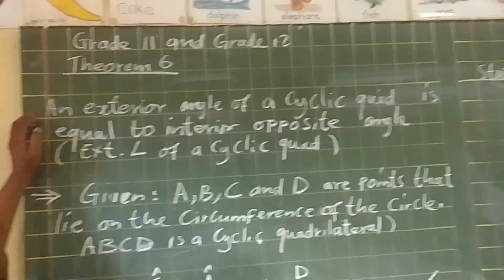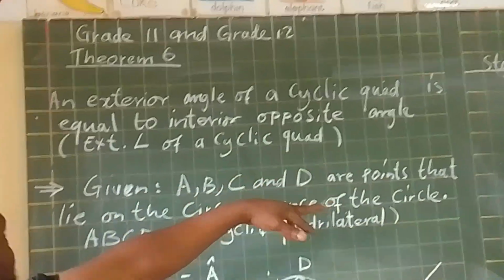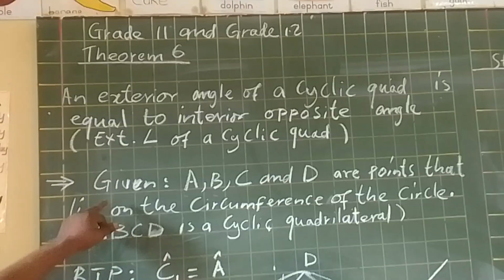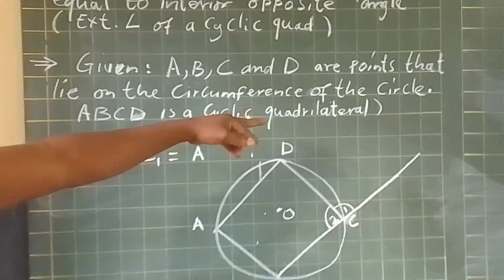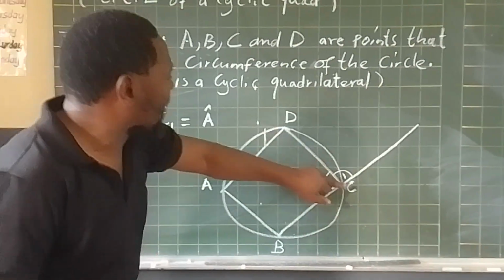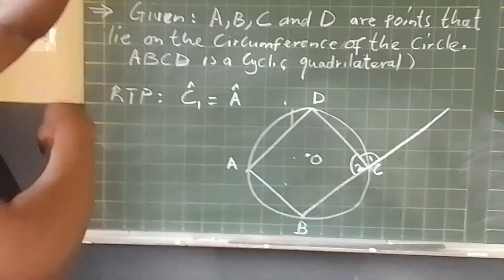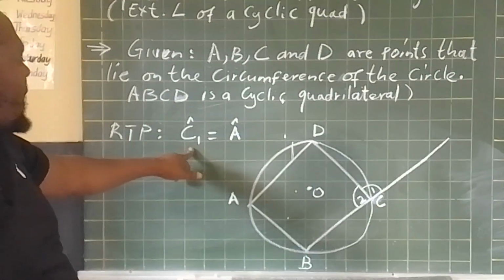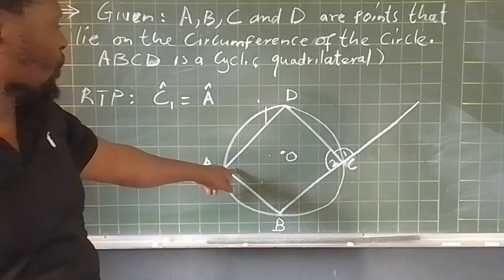Theorem 6 says an exterior angle of a cyclic quadrilateral is equal to the interior opposite angle. We are given that A, B, C, and D are points that lie on the circumference of the circle. Circumference means the edge of the circle, not inside the circle. We are required to prove that angle C1 is equal to angle A.